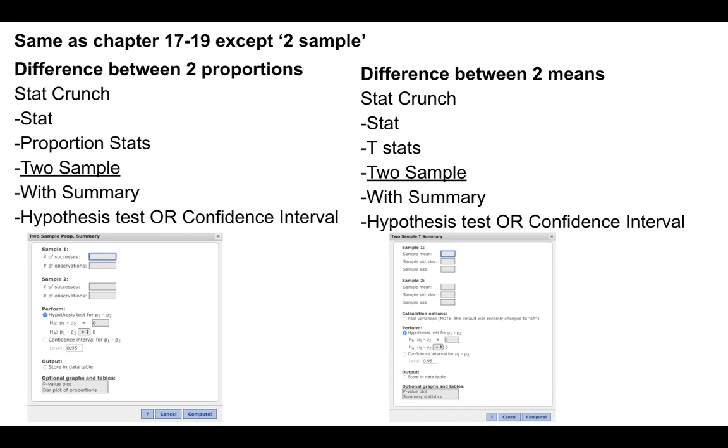So I have a few examples here, complete with screenshots. So let's just kind of go through these examples so you can see how this works.